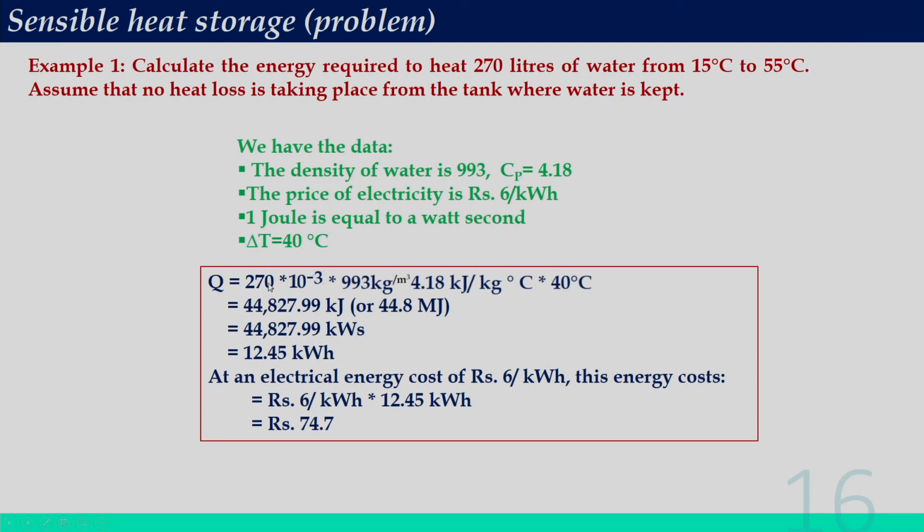Okay. So, this is 270 liters times 10 to the power of minus 3 cubic meter per liter, times 993 kg per cubic meter. And if we multiply by Cp and 40, we get the amount of heat stored, which is 12.45 kilowatt hour. As you know, the price of electricity is 6 rupees per kilowatt hour, so at an electrical energy cost of 6 rupees per kilowatt hour, this energy cost will be about 74.7 rupees.